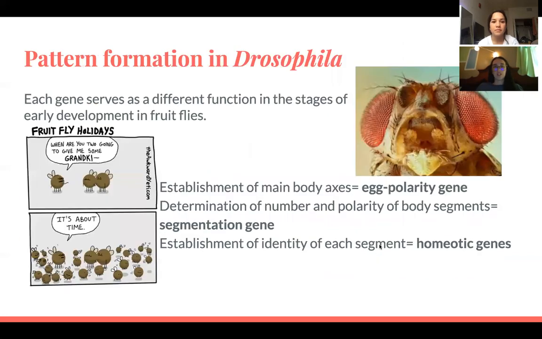Pattern formation in the fruit fly. Each gene serves a different function in the stages of early development in fruit flies. The establishment of the main body axis is done by the egg polarity genes. Determination of the number and polarity of body segments is done by the segmentation genes. The establishment of the identity of each segment is done by the homeotic genes.